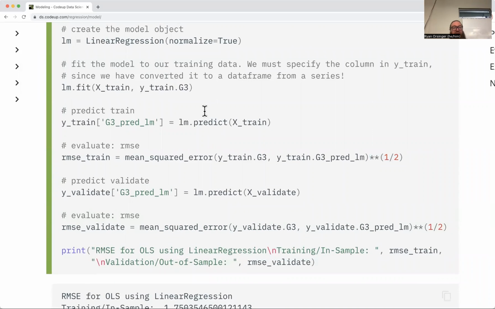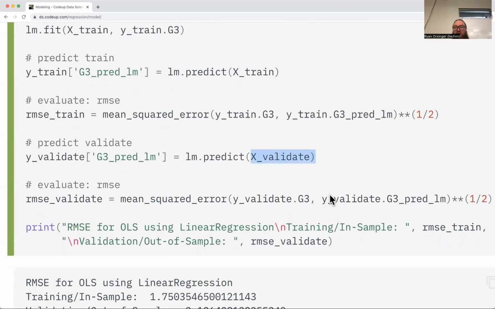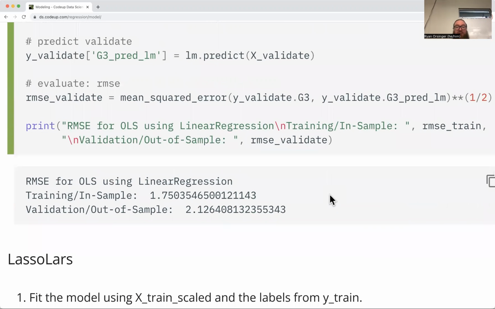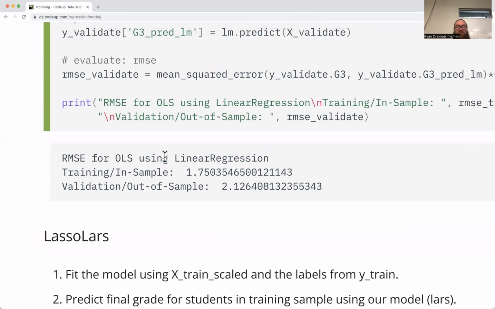So we will get our predictions for Y train. We'll also get our predictions for validate. Notice we are using the model trained on train to make predictions on validate. That's how it works, right? Always train on train. And then we'll calculate our error from there. And what we see is OLS using linear regression. Our in sample is 1.75 units of error. So whatever grade that is.